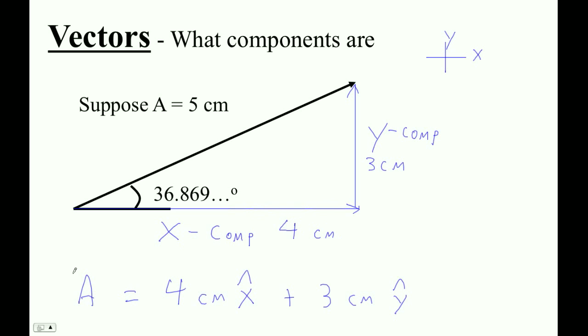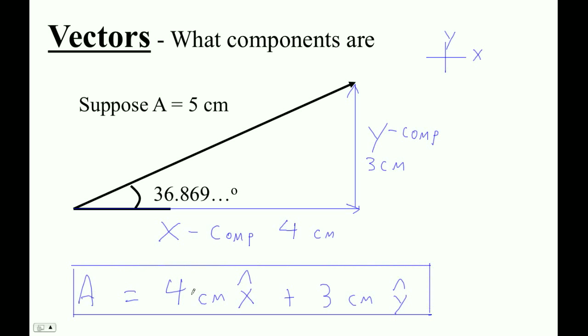So when I say component notation, or vector component notation, this is what I mean specifically. It always looks exactly like this and no other way. You have the x component first, y component second. You say something units x hat, plus something units y hat. Now I'm going to show you how to figure out what those components are. We're going to use sine and cosine, and we're going to use SOHCAHTOA.